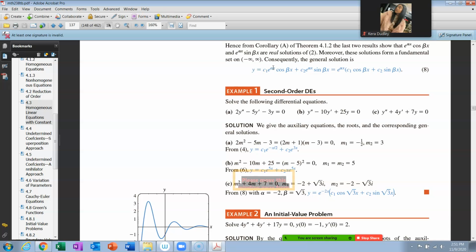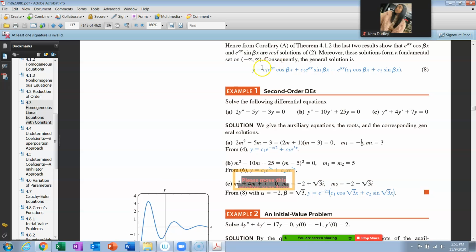The last two results show that e to the alpha x cosine beta x and e to the alpha x sine beta x are real solutions for the original differential equation 2 that we had. Moreover, those solutions form a fundamental set from negative infinity to positive infinity. Consequently, the general solution is, this is the bottom line, okay?